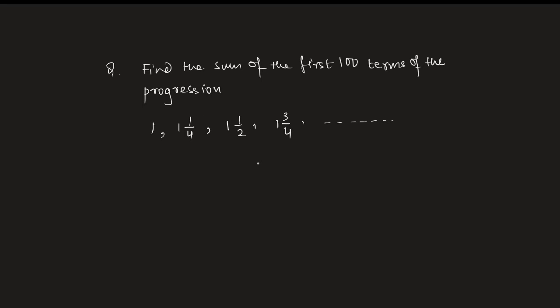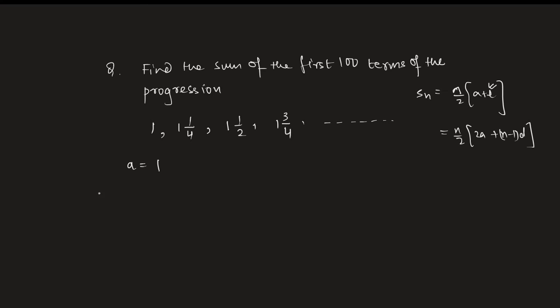Okay, so in this case we don't know the last term, so we can't use this formula. Which formula? Sn equals n by 2 times (a plus l), because for this formula we need to know the last term. So which formula will we use? n by 2 times (2a plus (n minus 1) d).